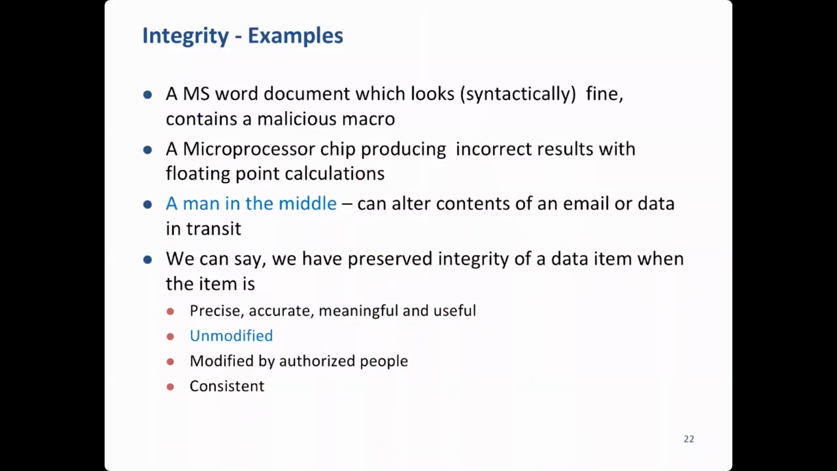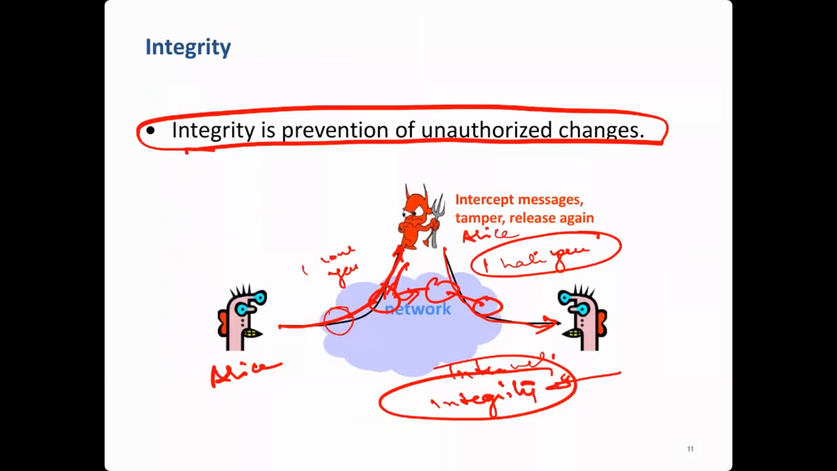Okay. One example is the man in the middle. A man in the middle can alter the contents of an email or data in transit. It's like this one. This is a man in the middle, called MITM. Eve in between receives the message or content sent by Alice, changes this content, and sends it to the destination, which is Bob here. Okay. Any question?